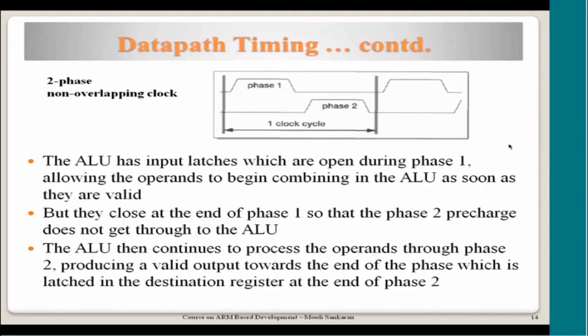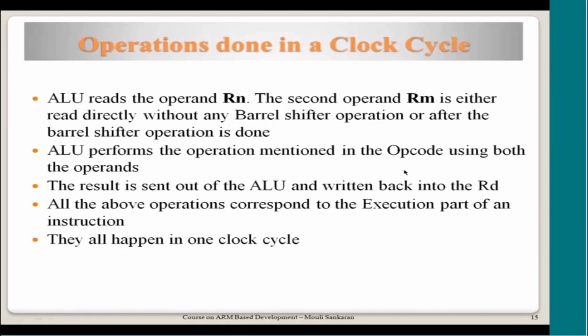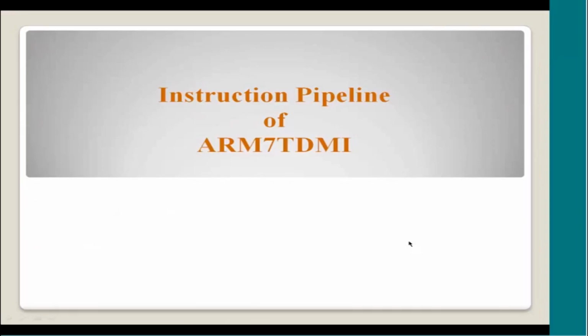So to summarize, what are the operations done in a single clock cycle? The ALU reads the operand Rn. The second operand Rm is either read directly or through the barrel shifter. The ALU operation is performed, the result is sent out, and it is latched onto the RB. All the above operations correspond to the execution part of an instruction. Please remember that this is part of the execution, and they are happening in 1 clock cycle. So this is the summary of how an instruction gets executed, where I explained the clock as well as the data flow inside the processor.